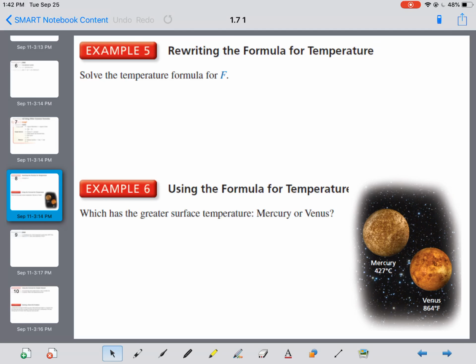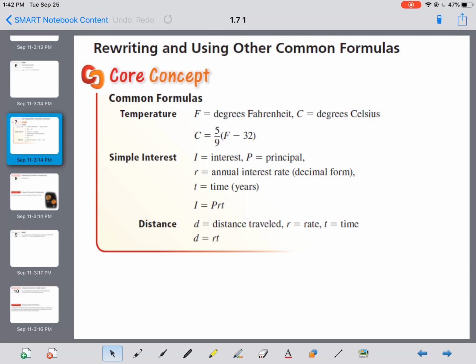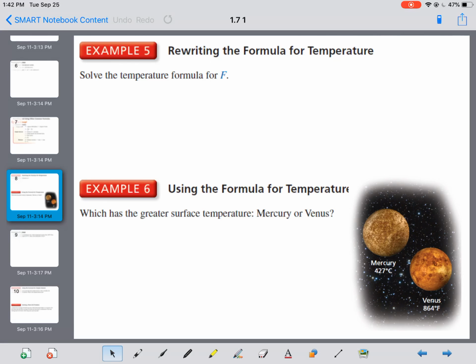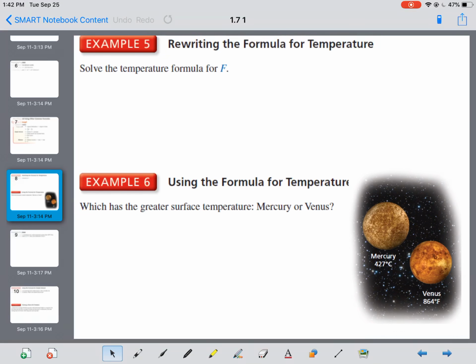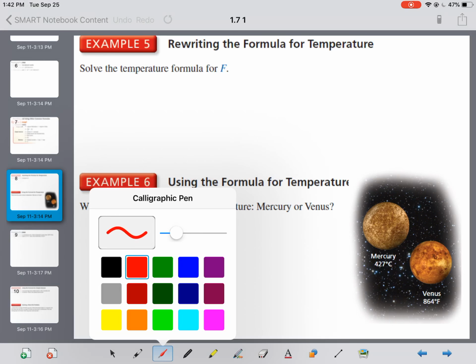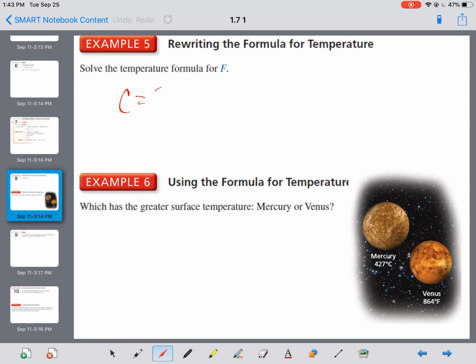So, rewriting the formula for temperature. Solve the temperature formula for F. So if we go back over the temperature formula, C equals 5/9 times F minus 32. Well, we start on the outside most and work our way into the F. The F is what we're trying to set free, so we're going to move outside in.